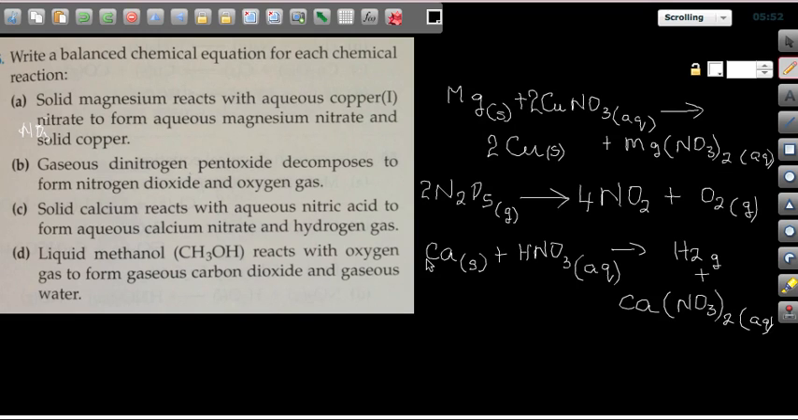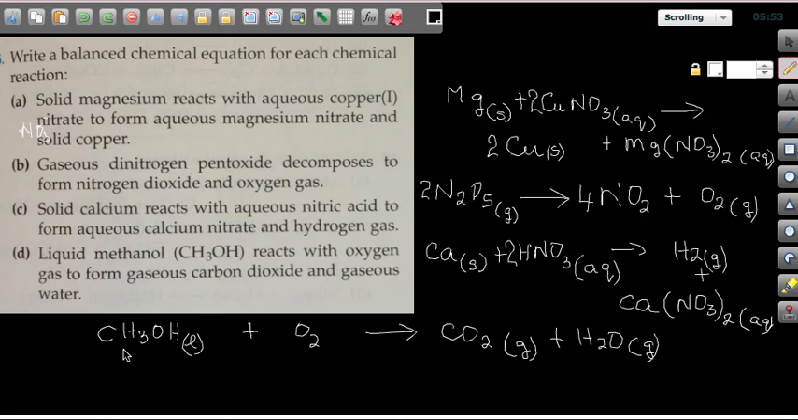Calcium reacts with aqueous nitric acid to form calcium nitrate and hydrogen gas. Again, I noticed that the nitrates have not broken up. So it's very easy. There's 2 nitrates in the product. I'm going to start out with balancing the nitrate as a complete anion unit. That makes this hydrogen twice, and I have 2 hydrogen here already. Calcium's 1. So that worked out. Now let's go on to the next one.